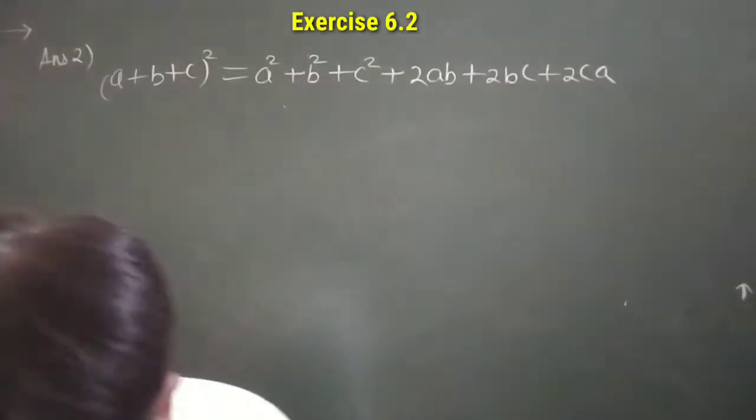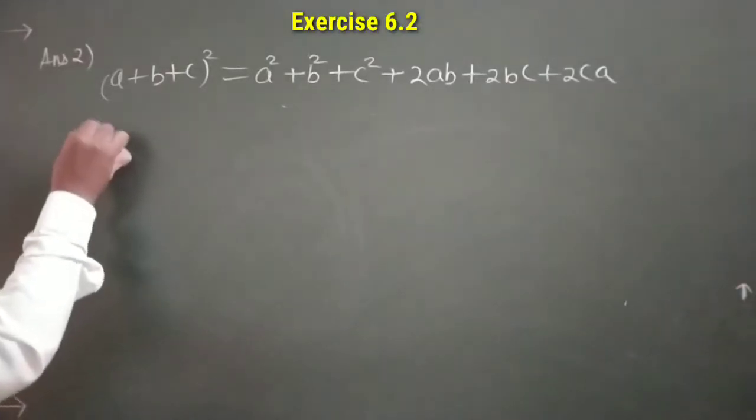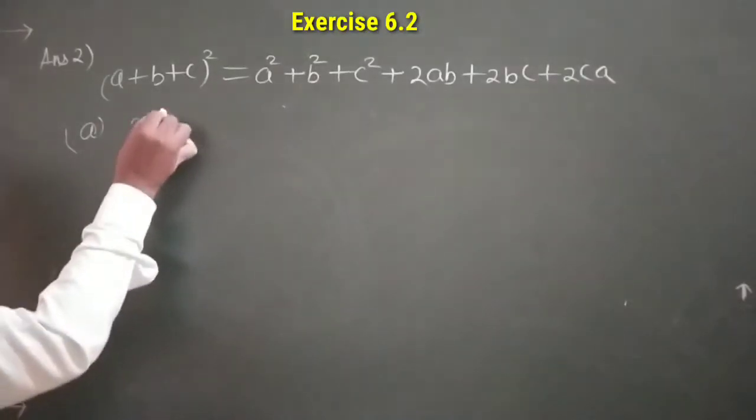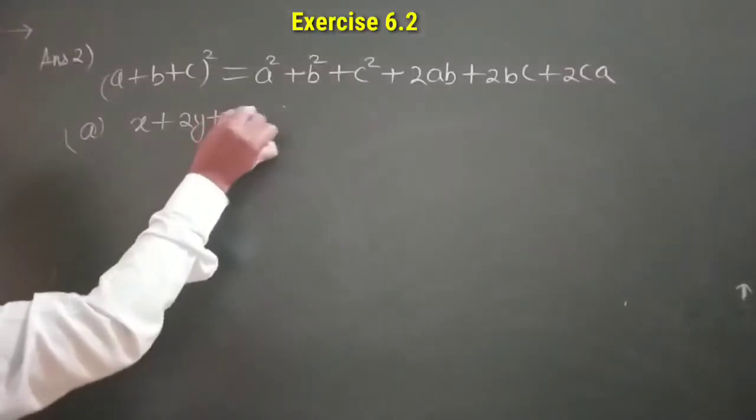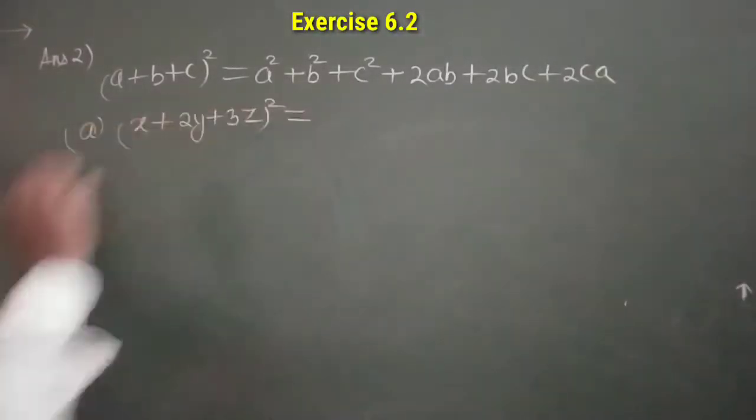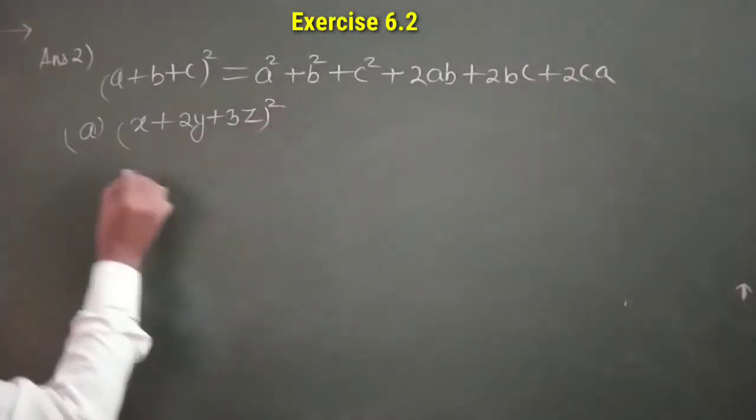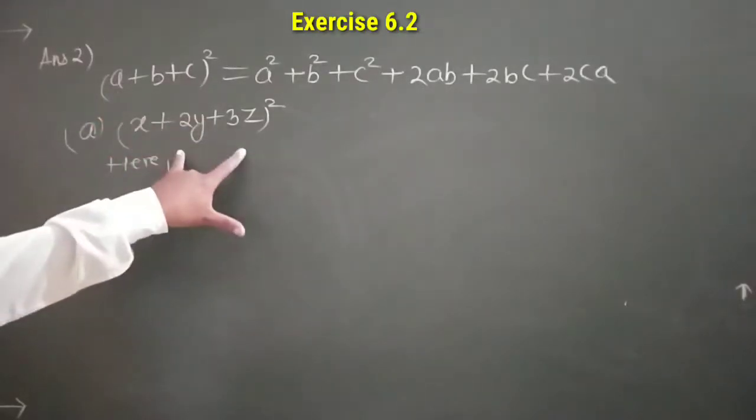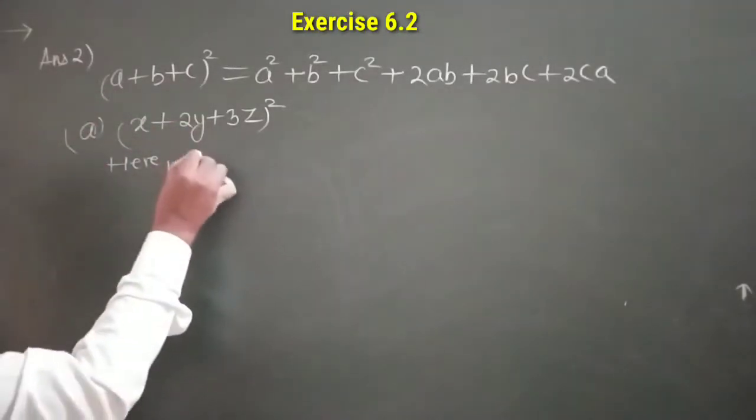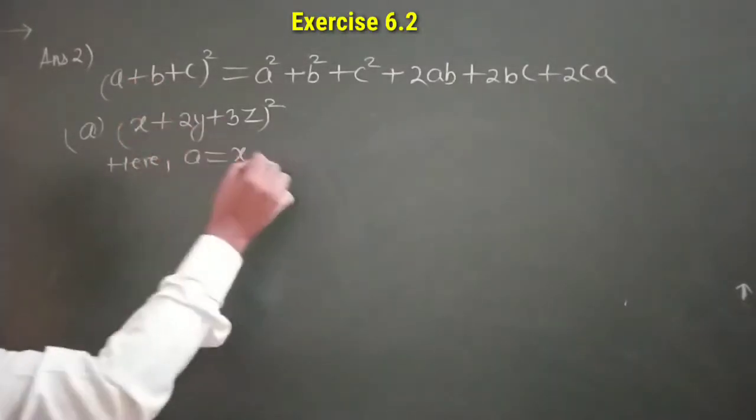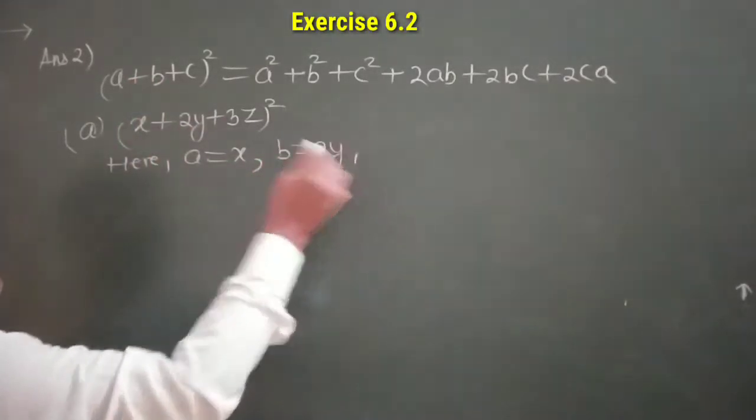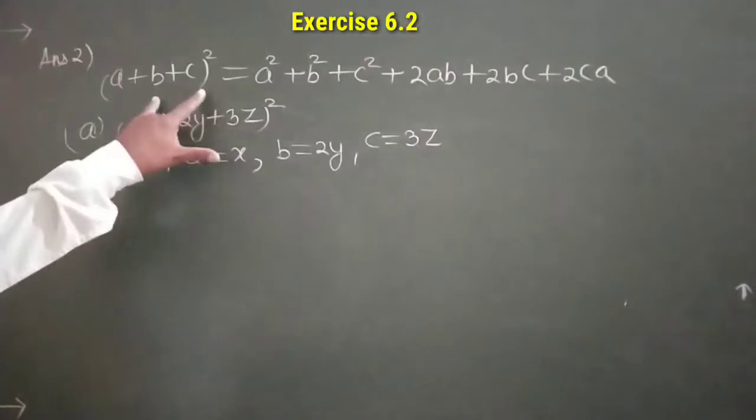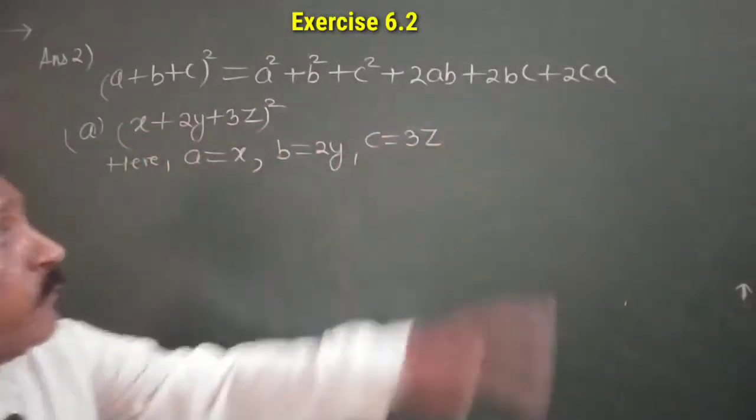Just see, if you look at question number 1, part A. Part A is saying (x plus 2y plus 3z) whole square. This we have to solve. So if you compare this thing and this thing, then the value of A is x, the value of B is 2y, and the value of C is 3z. Left hand side is given to us and we have to write it in the expanded form.